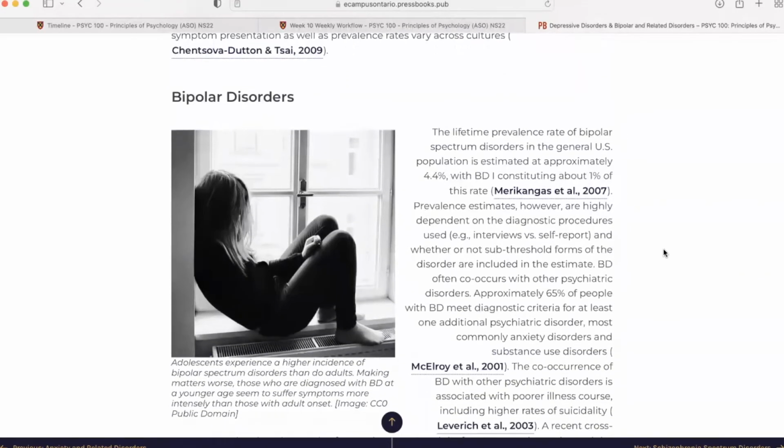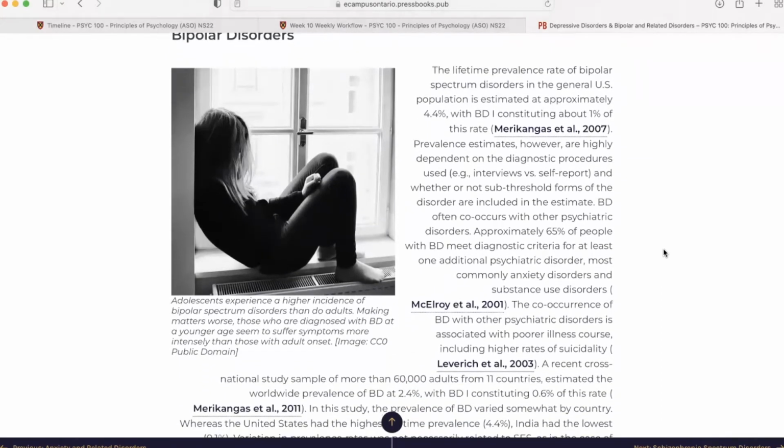Bipolar disorders. The lifetime prevalence rate of bipolar spectrum disorders in the general U.S. population is estimated at approximately 4.4%, with BD1 consisting about 1% of this rate. Prevalence estimates, however, are highly dependent on the diagnostic procedures used, for example, interviews versus self-report, and whether or not subthreshold forms of the disorder are included in the estimate.